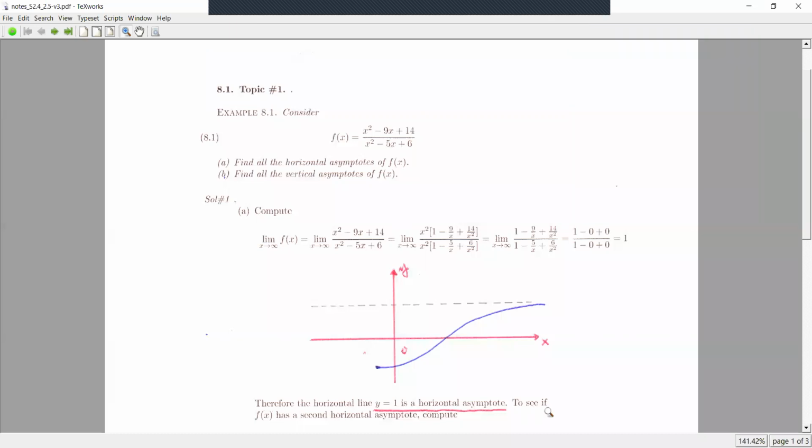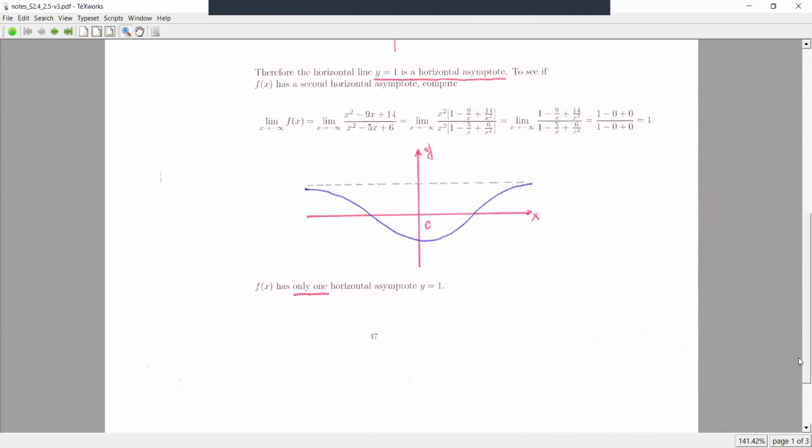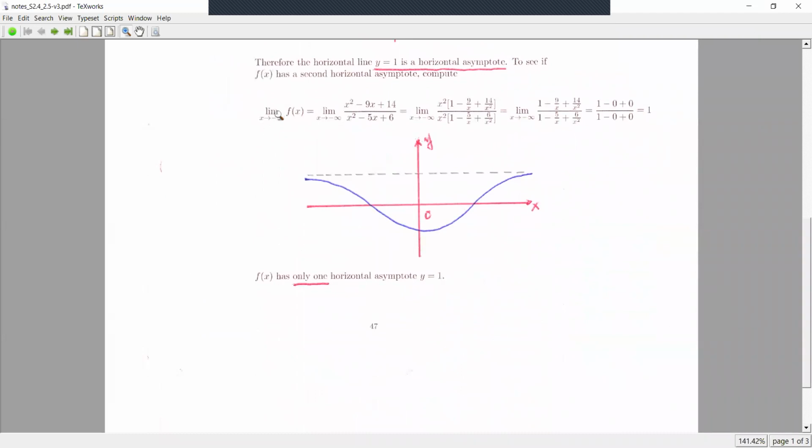To see whether or not the function has a second horizontal asymptote, this time I compute the limit at negative infinity. To find this limit, again, I take out the highest power from the top and from the bottom. Then I have this equation. Cancel out x squared. Then I have this equation. Now, this limit should be easy to tell.